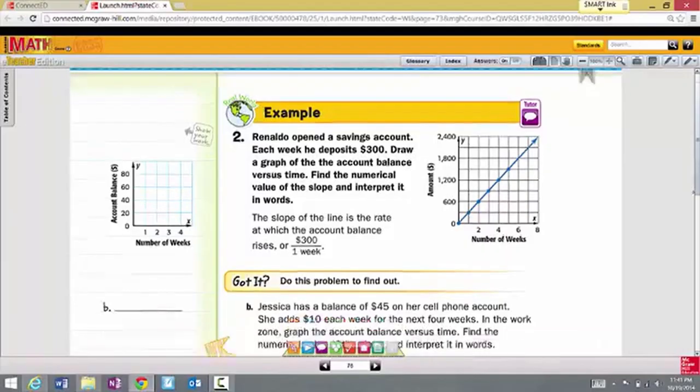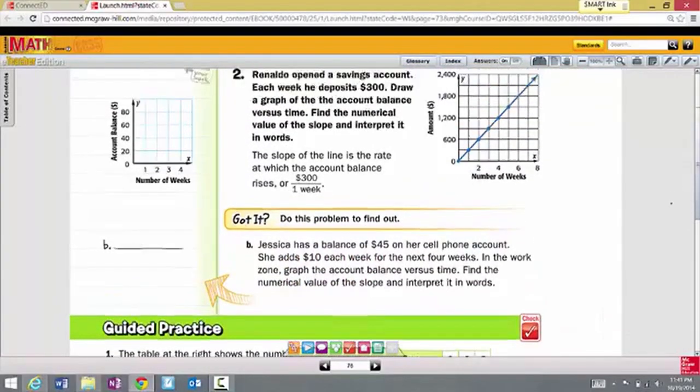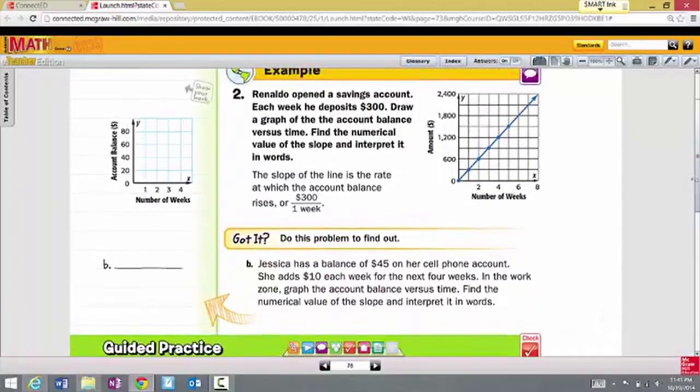Number 3 is Jessica. Jessica has a balance of $45 on her cell phone account. She adds $10 each week for the next 4 weeks. In the graph of account balance versus time, find the numerical value of the slope and interpret it in words. The first thing you should do is create a table to organize your data.